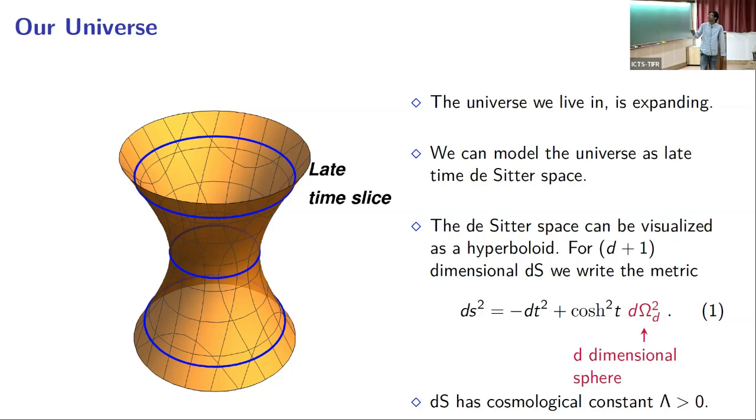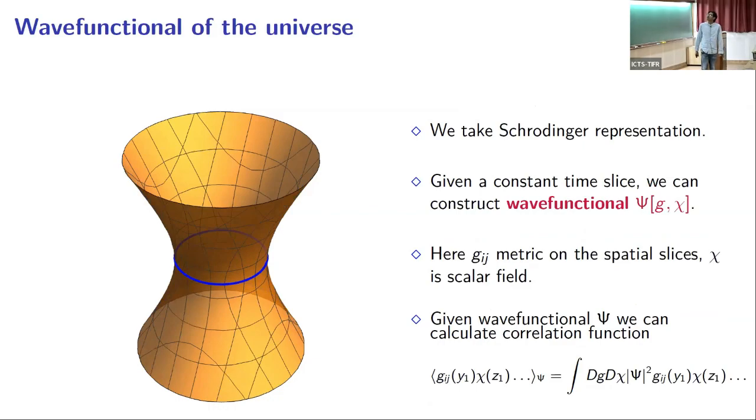So we are at the late time. Our universe we can model as a late time de Sitter, and it has a positive cosmological constant, here this lambda is greater than 0. Now we want to write the wave function of this universe. These wave functions are basically states, but they are written in the Schrodinger representation. When we deal with field theory, we don't usually go to the Schrodinger representation, but in this case it is very helpful for us.